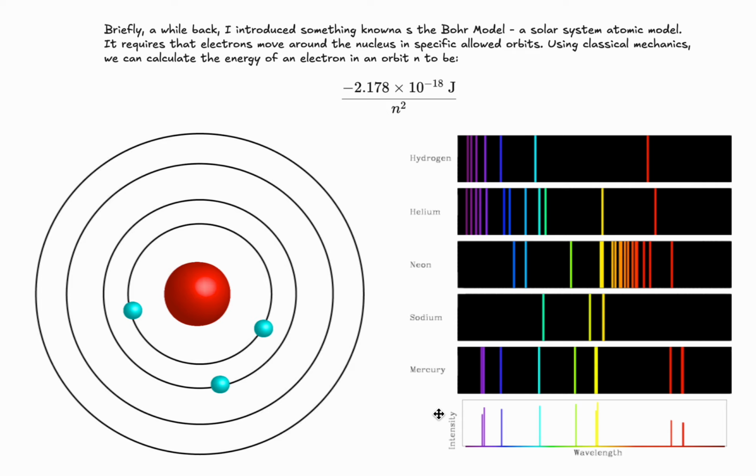Welcome back to the AP Chemistry series. So, today I'll be talking about the Bohr model of the atom and a little bit more about emission spectra.